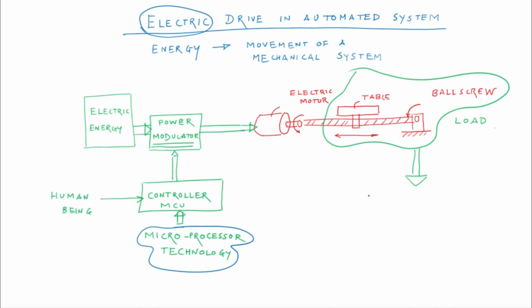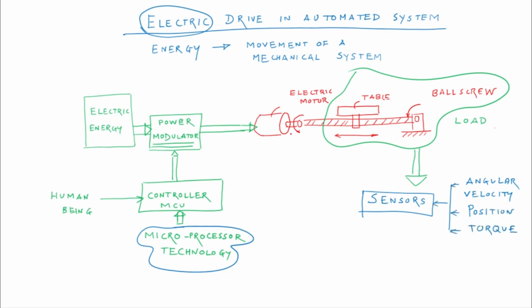We have to monitor the process by using sensors. The sensors are monitoring the angular velocity, in this case, angular velocity, position of the table, or the torque. There are certain sensors which are also giving the input regarding the condition of the electric motor. We are using capacitance based sensors to find out the runout or eccentricity in rotation of the spindle of the electric motor.